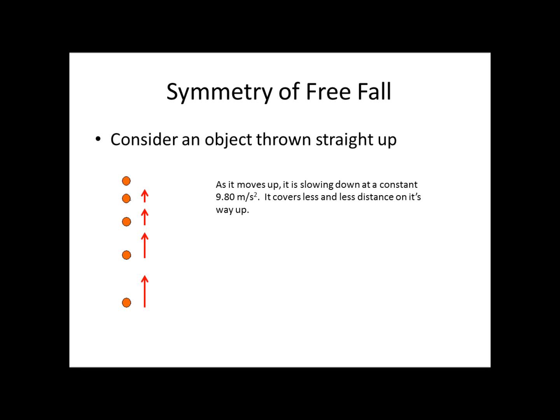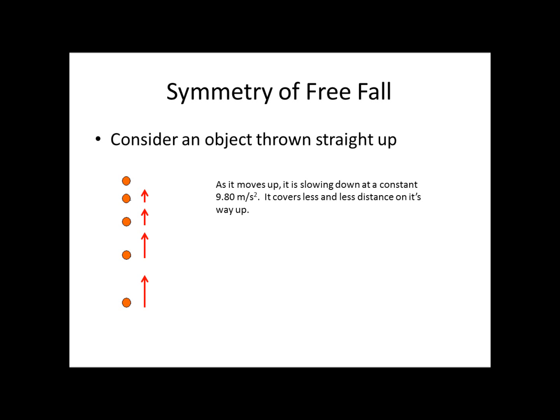Alright, let's talk about this symmetry of free fall. Okay? I want you to start by considering an object that's thrown straight up. So this orange ball that we see is thrown straight up into the air, has a nice high velocity as soon as it leaves the person's hand, but as soon as it leaves the person's hand, it's starting to slow down at 9.80 meters per second squared.